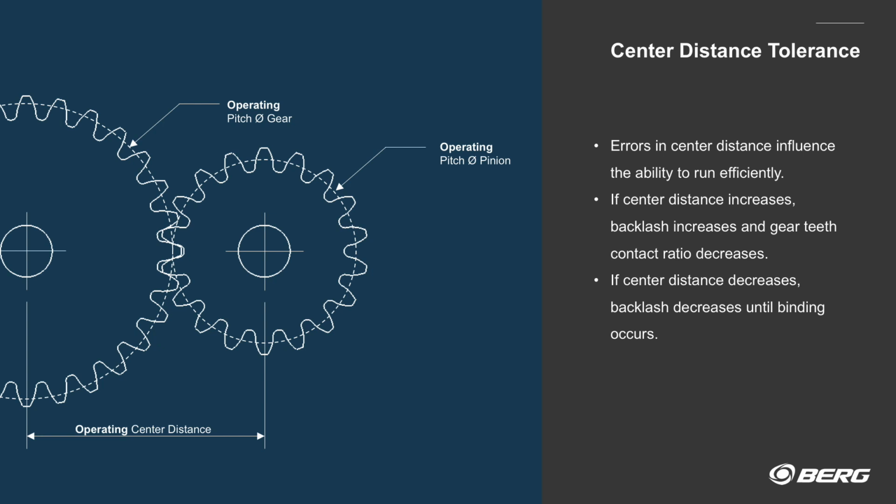However, while decreasing the operating center distance will have the opposite effect, that is, backlash will decrease, care needs to be taken to ensure that binding does not occur as the teeth bottom out. Given enough torque, this can either cause wear of both the tooth and root of the gear or fracture of the tooth.